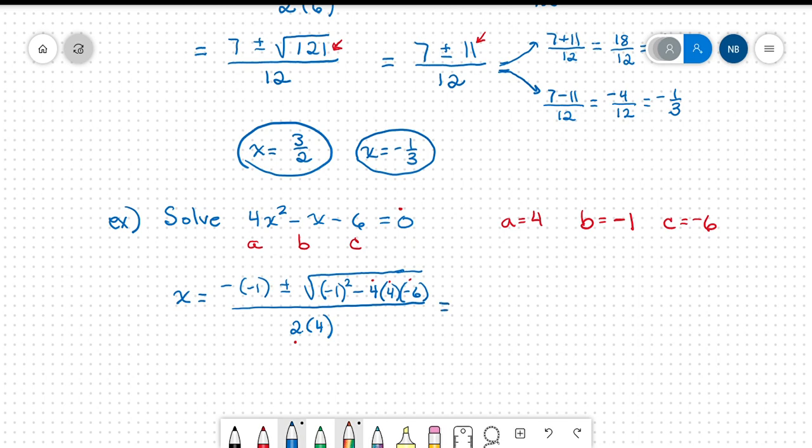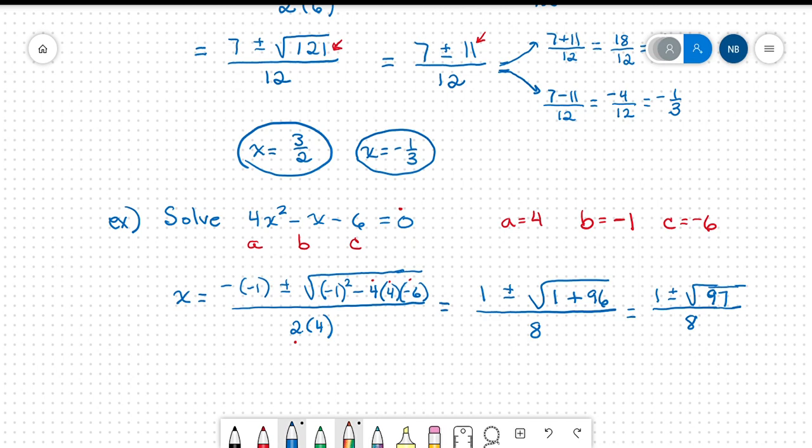So now we have negative negative 1. The opposite of negative 1 is positive 1, plus or minus. Negative 1 quantity squared is positive 1. Negative 4 times negative 6 is positive 96, all over 2 times 4, which is 8. And this is equal to 1 plus or minus root 97 all over 8. I said 97, I wrote 96. Okay, 97.